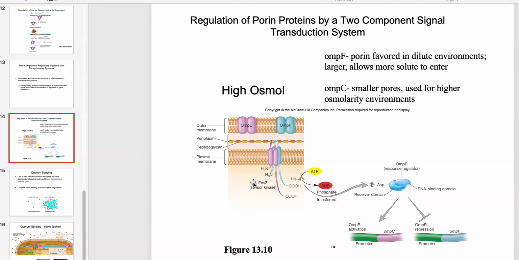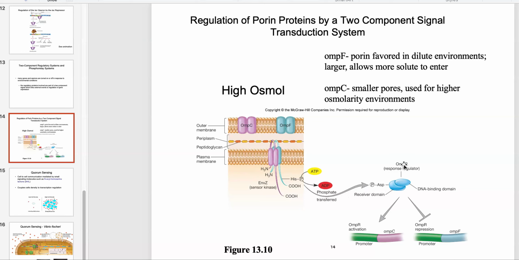The first component is EnvZ, which is called a sensor kinase, and the second component is OmpR, which is called a response regulator. So excess solutes here cause EnvZ to phosphorylate at this key histidine amino acid here. ATP will give up a phosphate group right here, stick it onto this histidine, and that phosphorylates the first component, the sensor kinase. The sensor kinase then transfers this phosphate to OmpR, the response regulator.